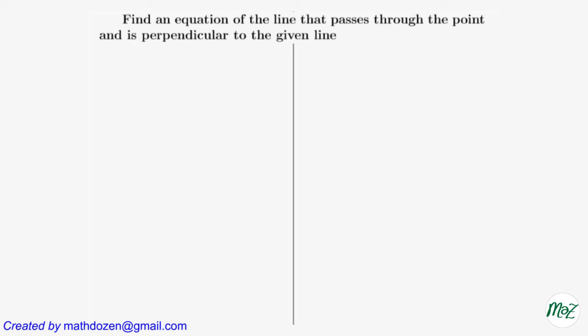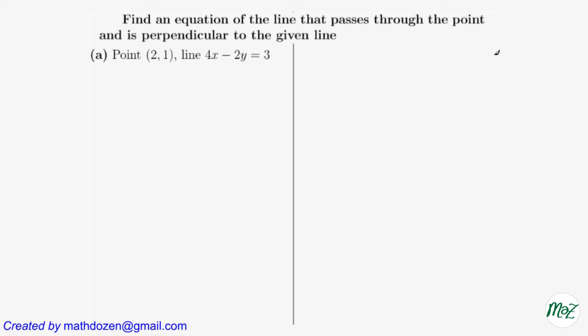This time we'll be looking for an equation of the line that passes through the given point and happens to be perpendicular to the line given by an equation. So for part 1 we get this question. The point is (2, 1) and the line is 4x minus 2y equals 3.